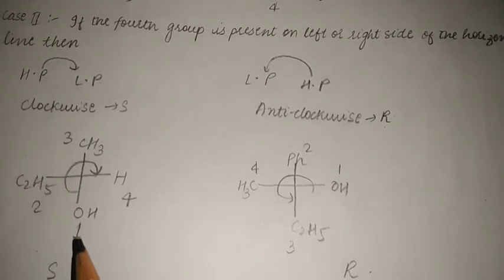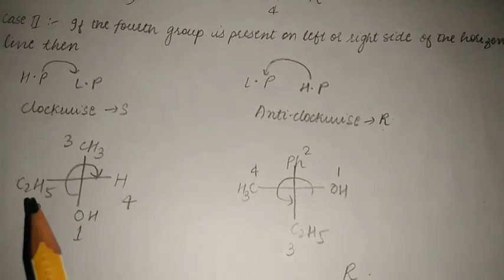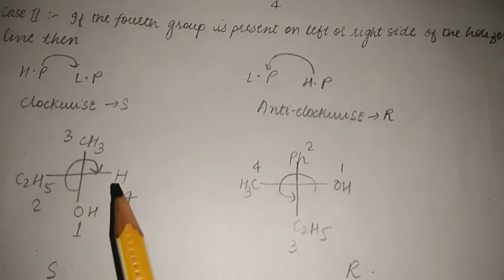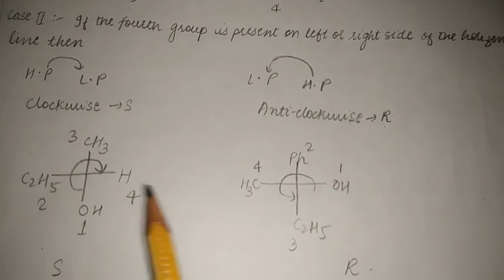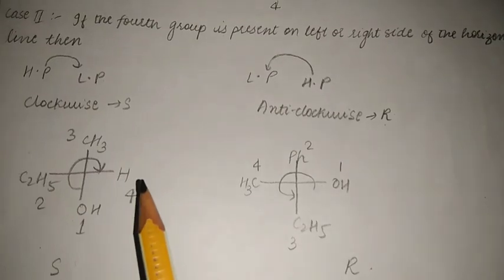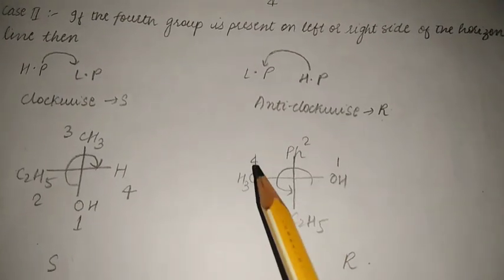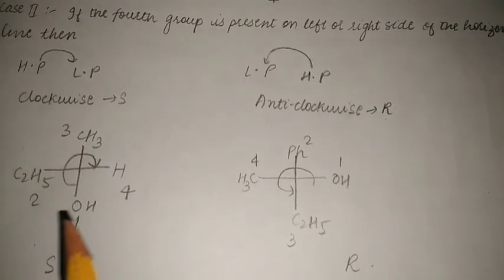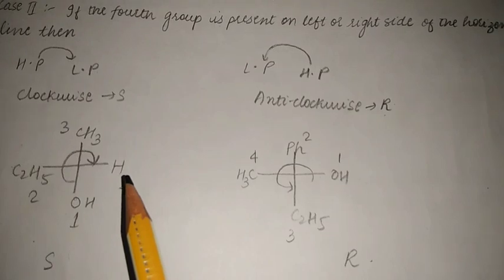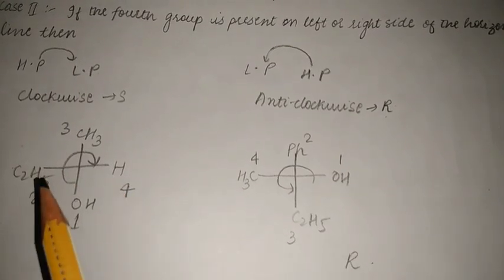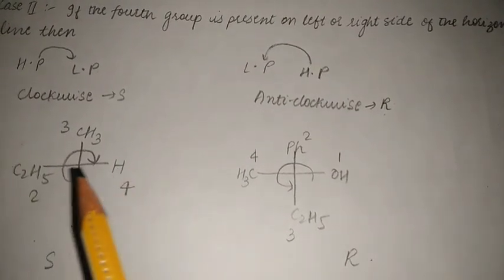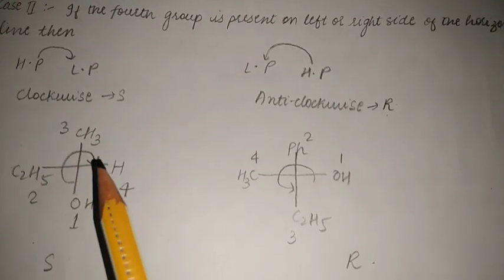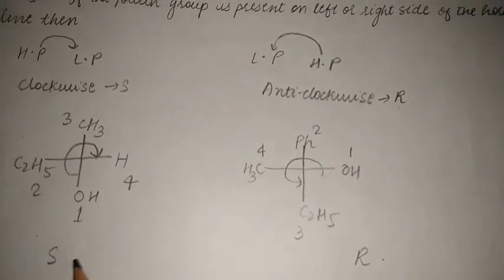We can see the OH, then ethyl group, then hydrogen. The fourth group is here, at which position? On the horizontal line, it is on the right side of the position. Here we can see it is on the left side of the position. So we can see it is rotating in clockwise direction. So if the fourth group is placed at the left or right hand side, and if it rotates clockwise from higher priority to lower priority, it is given S configuration.